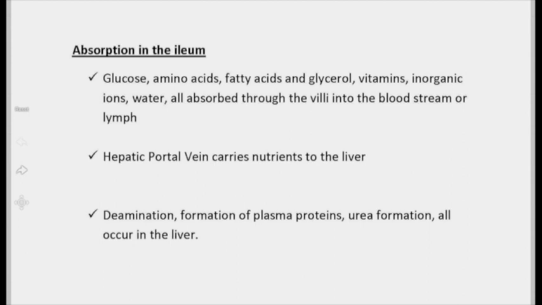So students, as we summarize this lesson, we look at the absorption in the ileum. Once the end products of food digestion, which include glucose, amino acids, fatty acids and glycerol, are obtained, all these items will then be absorbed in the ileum. Absorption in the ileum involves the villi, which take the nutrients through the hepatic portal vein, and then that is taken to the liver.